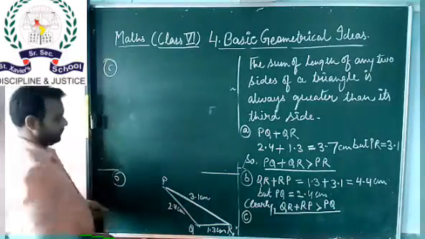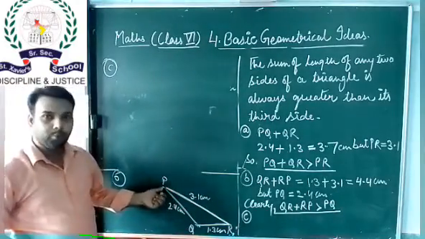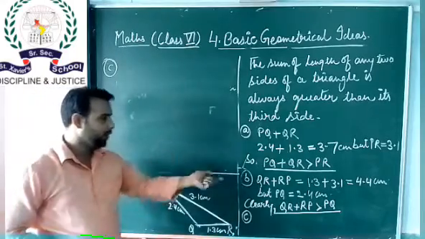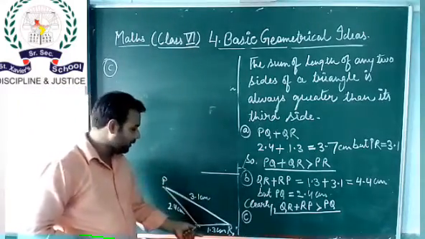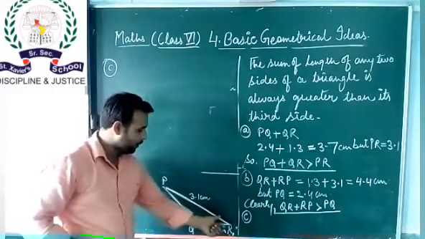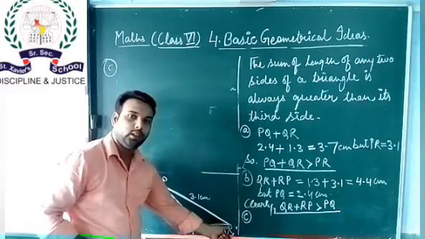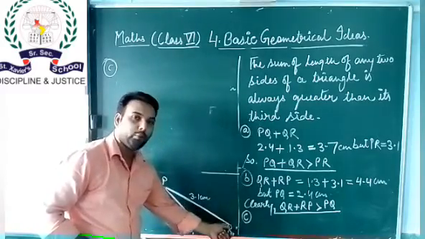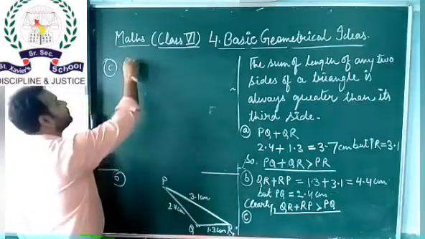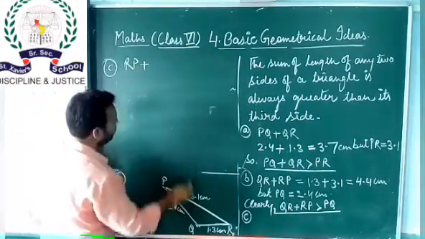C part. In the first point, you have to start your measure from the point P. In the second point, you have to start measuring from the point Q. But in this point, you have to start the measure from point R. Okay, means RP plus PQ.